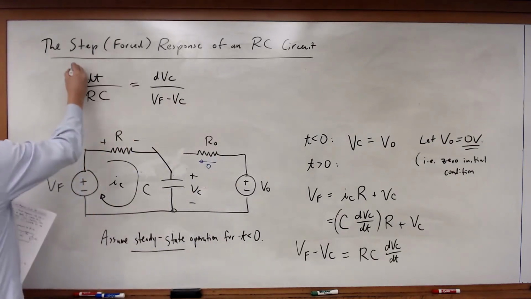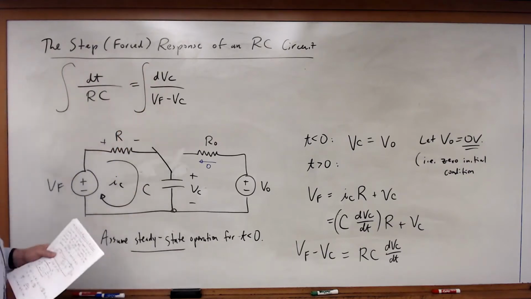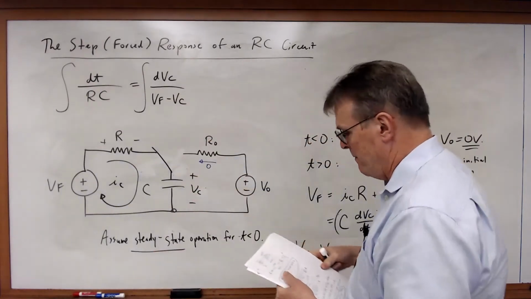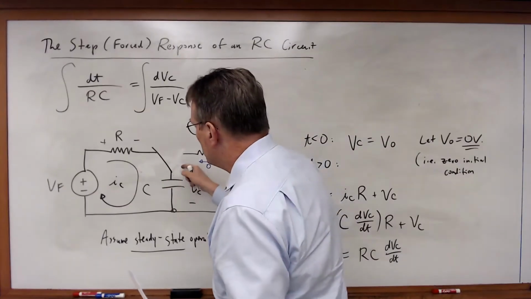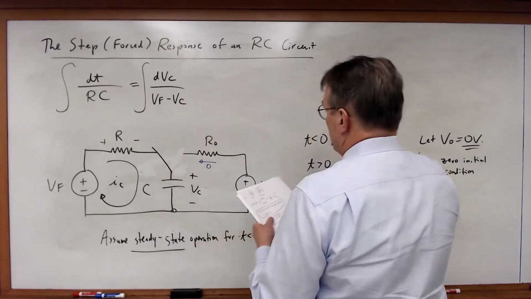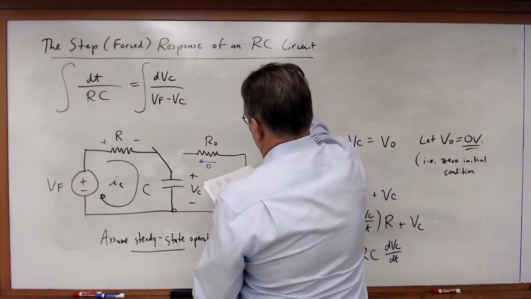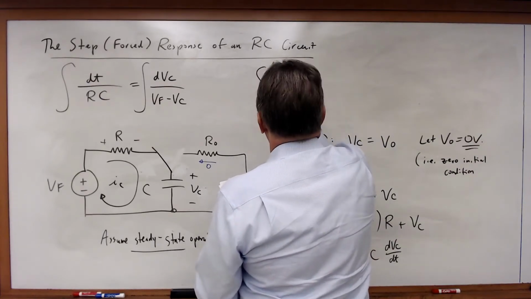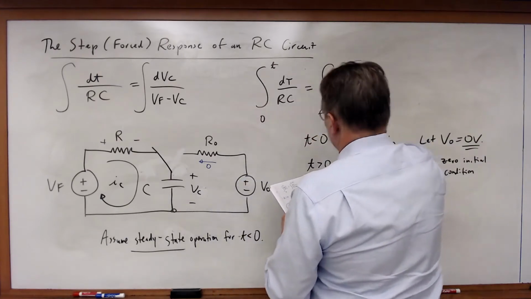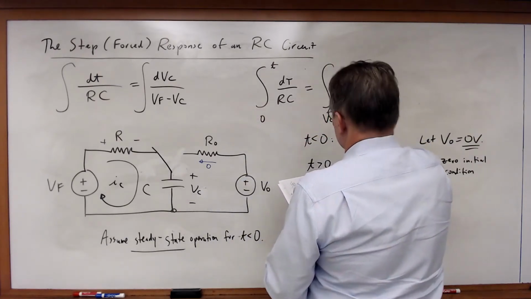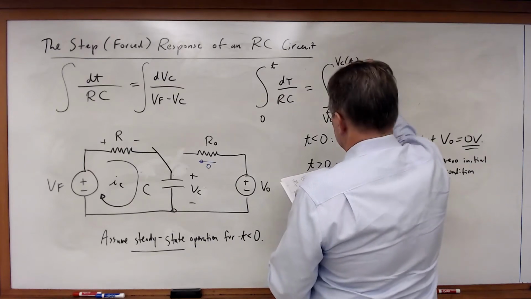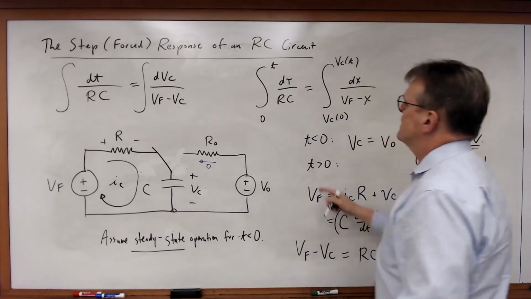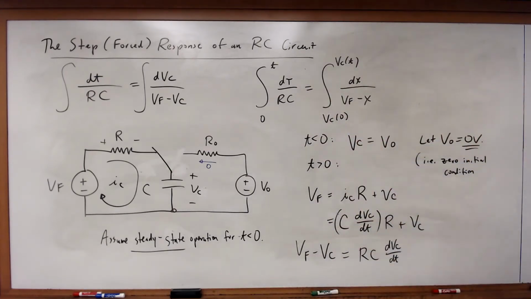And now what I'm going to do is integrate both sides. So let's give ourselves some limits here. We're going to assume we know the switching occurred at time t equals 0, so I'm going to write the integrals like so. From 0 to t, d tau over RC is equal to the integral from Vc of 0 to Vc of t of dx over Vf minus x. And once again, tau and x are my variables of integration.